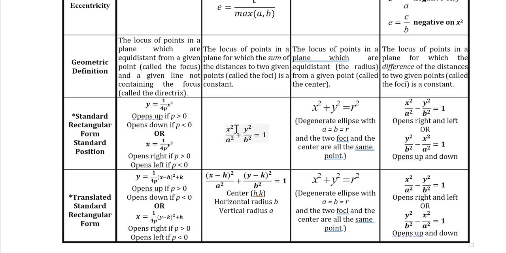For an ellipse, the basic one is x squared over a squared plus y squared over b squared equals 1. So this one has a vertex at the origin for the parabola. This has a center at the origin. Okay, that's the standard position. If you shift it now by vector (h, k), this becomes (x minus h) squared over a squared plus (y minus k) squared over b squared equals 1. The center is now (h, k). Horizontal radius is a, and vertical radius is b.